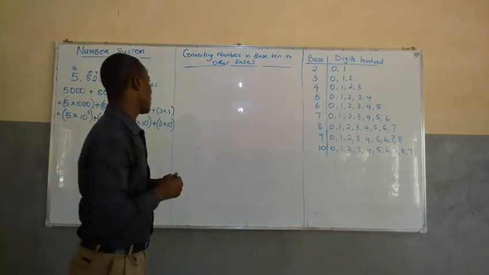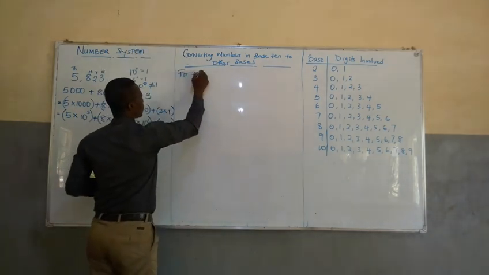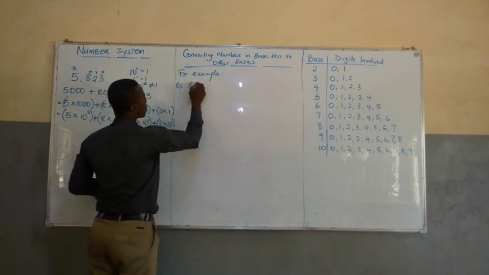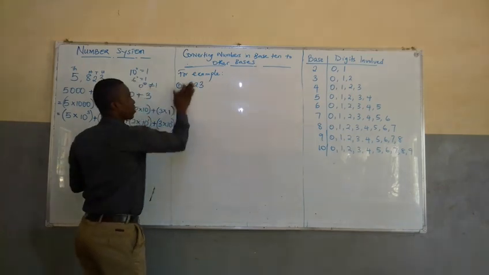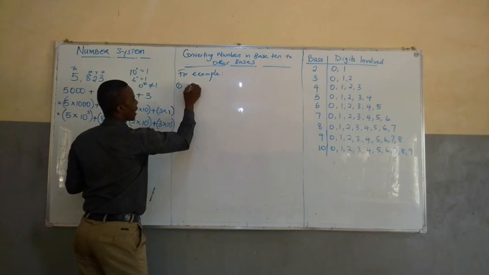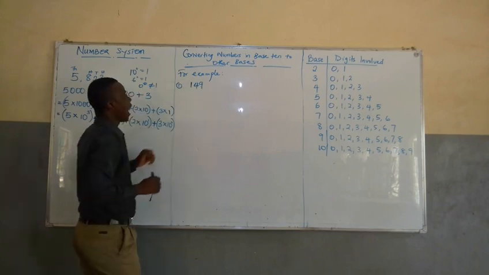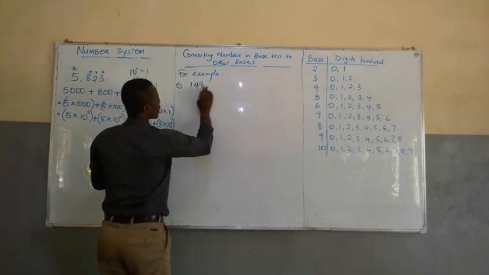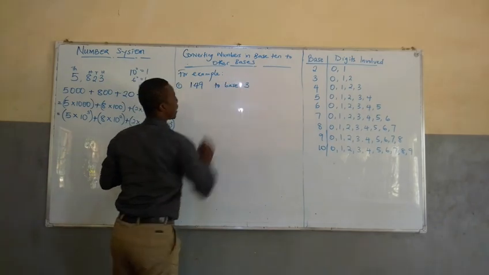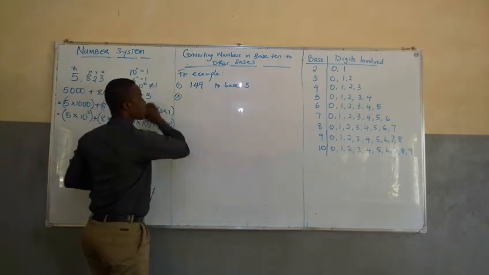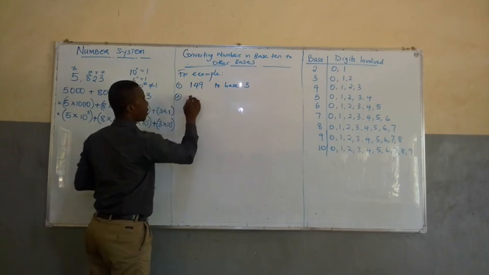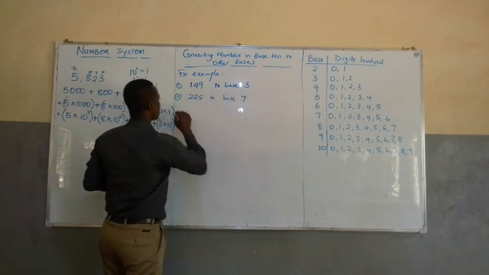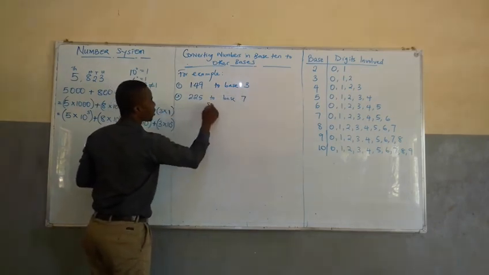So let's take for example, let's have numbers like 823. Okay, maybe this will be a little bit large, so let's make it a little bit smaller, like 149. This is in base 10, and I want to change this 149 to base 3. I'm going to take a second example: 225 to base 7 and 3. I think this should be enough. So let's have this now.